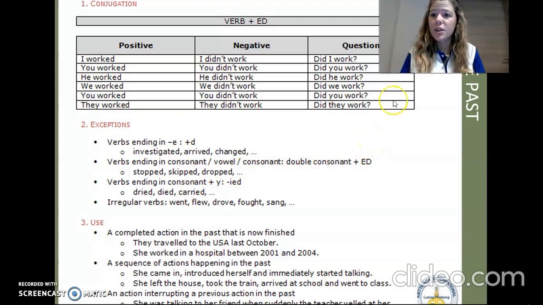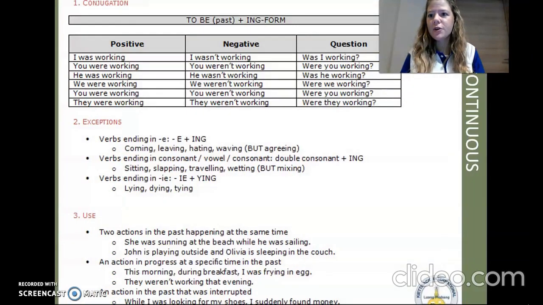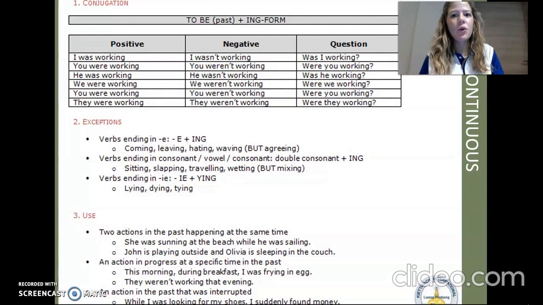That leaves us with the last tense that we're still going to talk about, which is the past continuous. It is formed as to be in the past and then the ing form of the verb. I was working, you were working, he was working. So to be in the past, depending on what subject you have, and then the ing form of the verb. I wasn't working, you weren't working in negative, and the question, was I working, were you working?